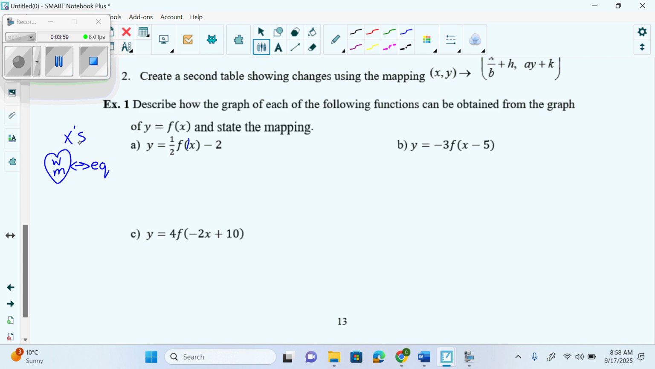So this half is in front. Nothing is with my x's, so no x is to be crazy. This is the best question ever. So we have a vertical stretch by a factor of 1/2 above the x-axis and a vertical translation 2 units down.